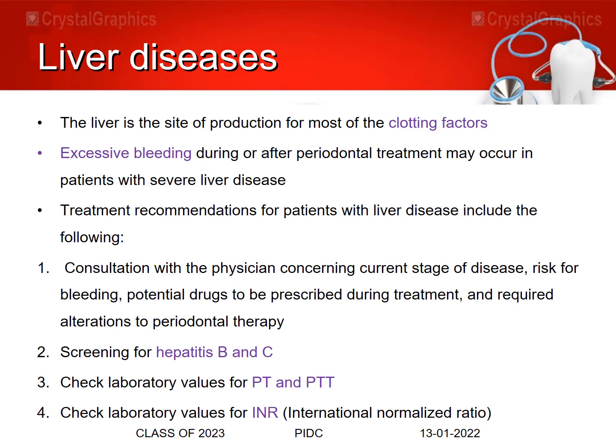The next condition is liver diseases. The liver is the site of production of most of the clotting factors. Excessive bleeding during or after periodontal treatment may occur in patients with severe liver diseases. Treatment recommendations for patients with liver disease include consulting with the physician regarding the current stage, the risk of bleeding, potential drugs during the treatment and required alterations, screening for hepatitis B and C, and checking the laboratory values of PT, PTT, and INR.